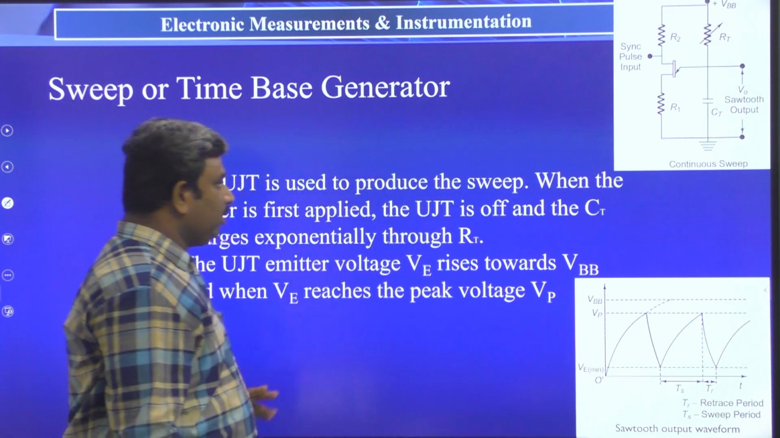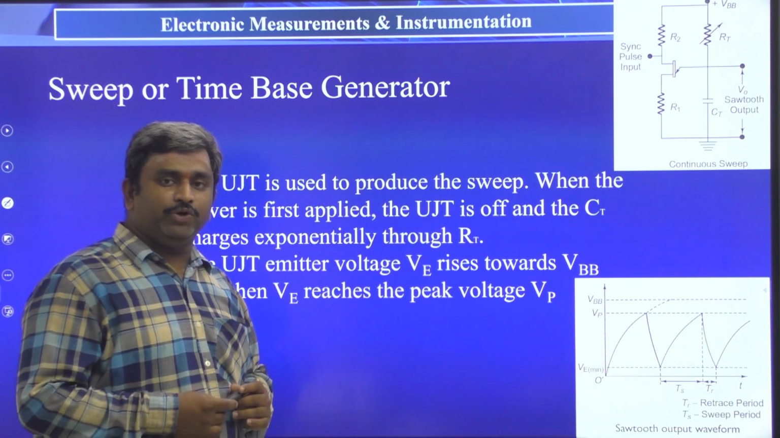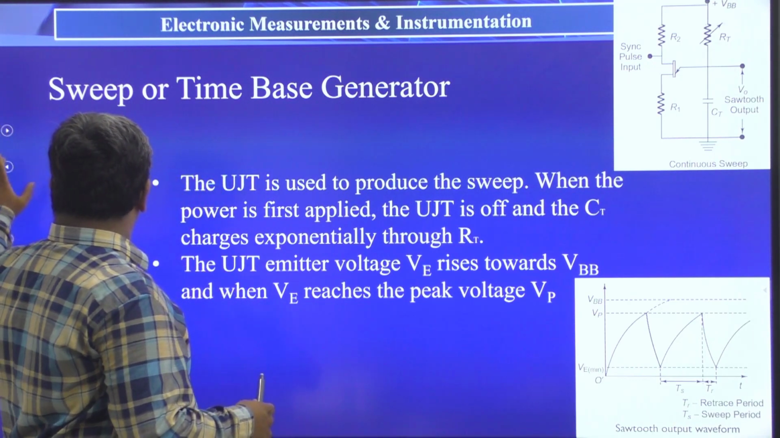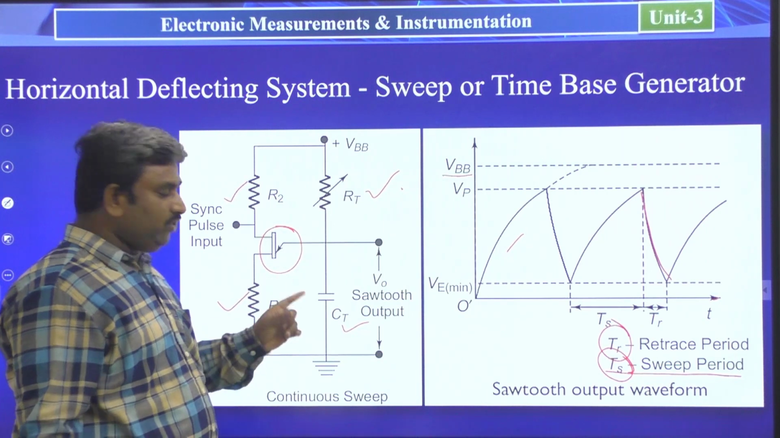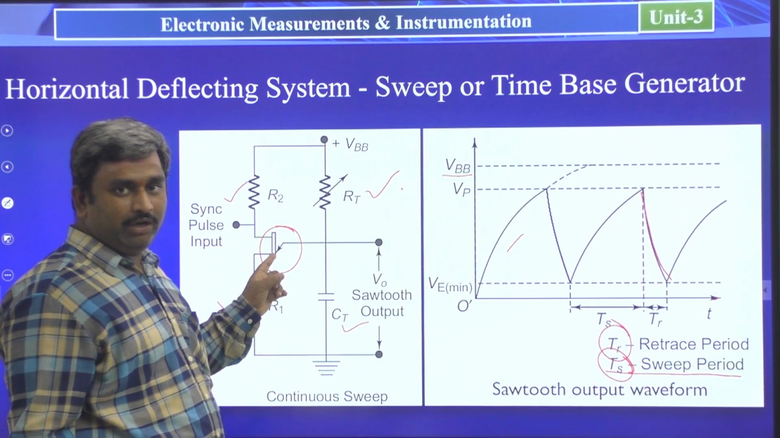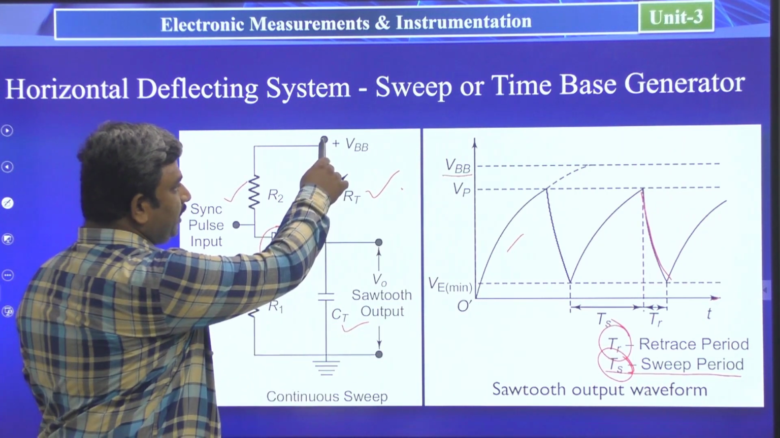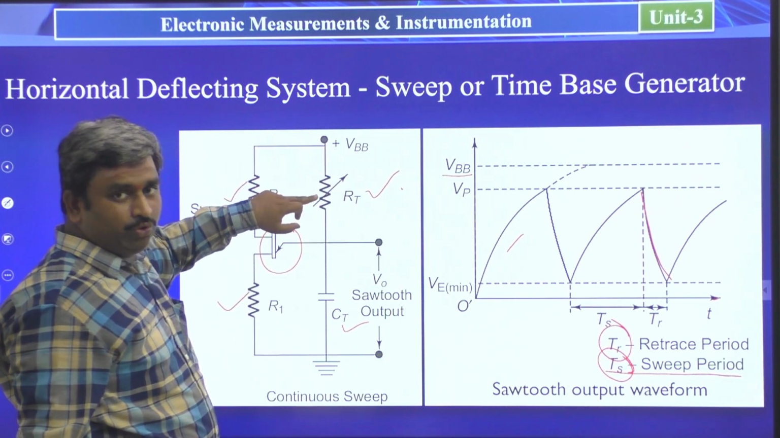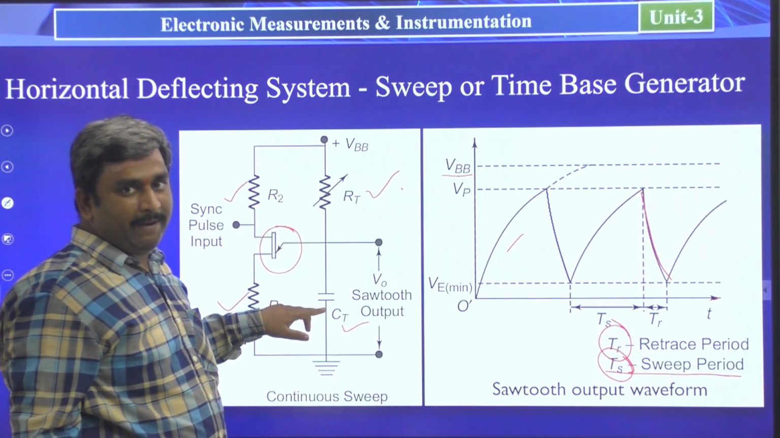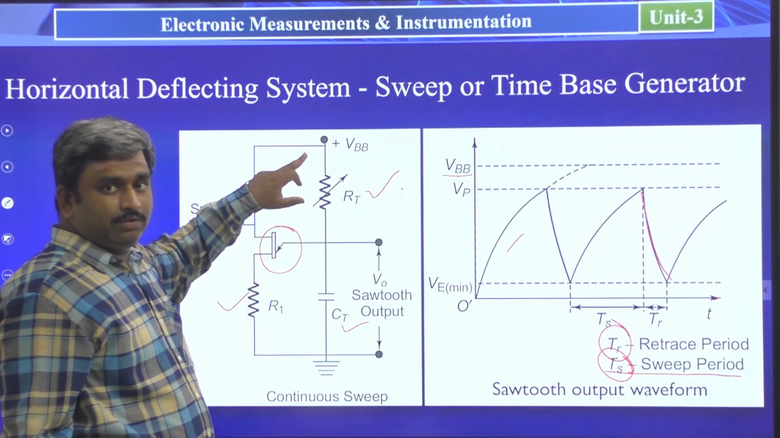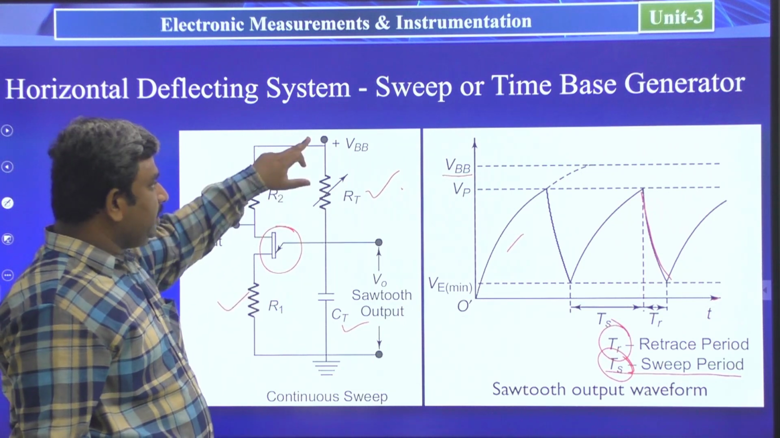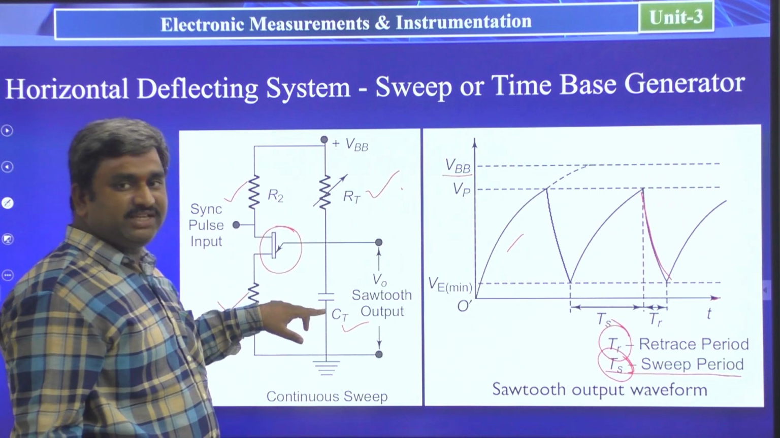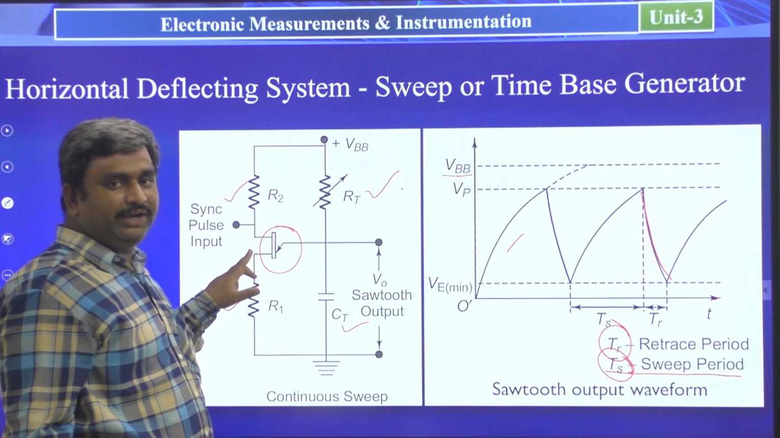First, when the UJT is on and when the UJT is off. Go to the previous slide once. Here, if the UJT is in the off position, see here, the voltage VBB is passed through RT and it charges the capacitor. Right, see the circuit diagram. The voltage VBB is passed through RT and charges the capacitor whenever the UJT is in the off position.